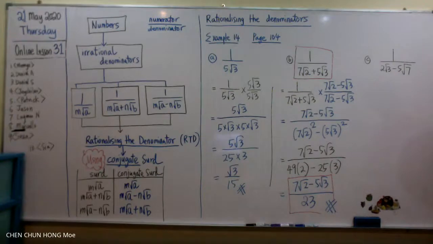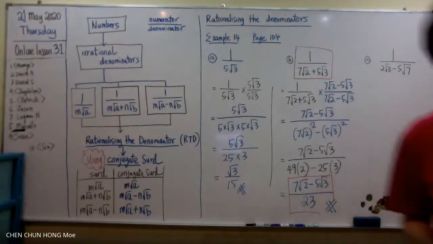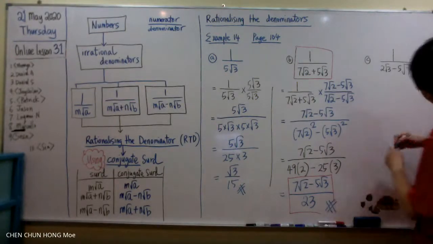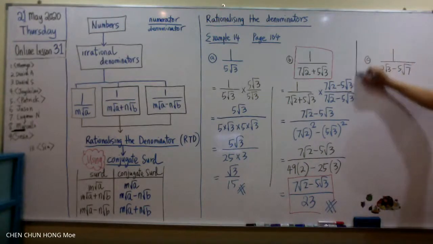So let's look at C. I don't know whether you can see from the screen there, the side here. Maybe a bit blur. Yeah? Is it blur? No. Okay, let's start. I hope this is big enough, the space. Okay, the same idea here.